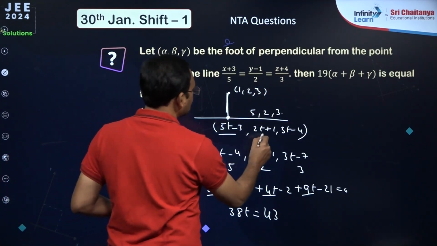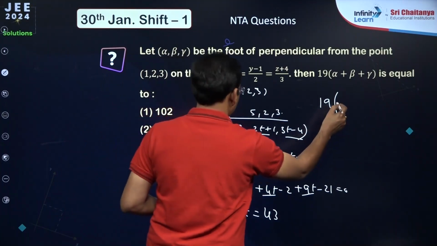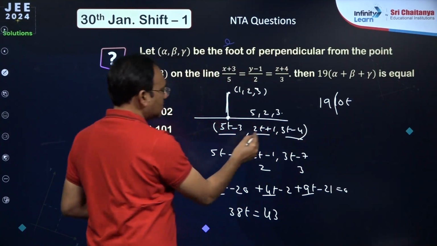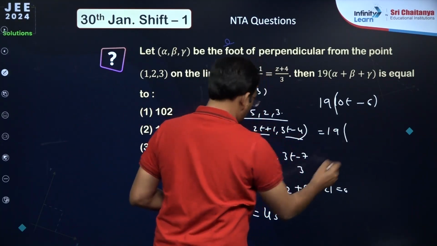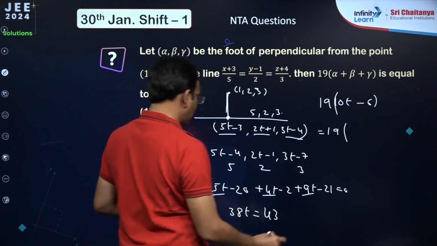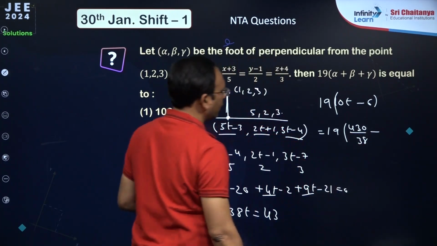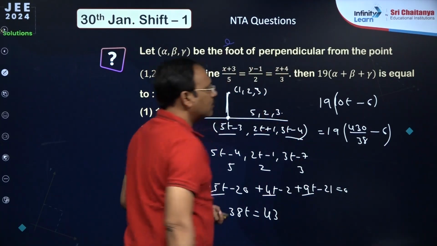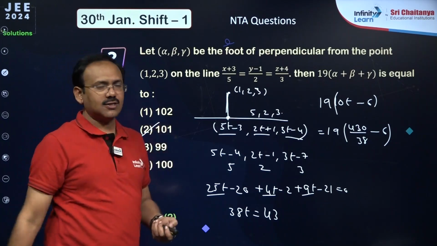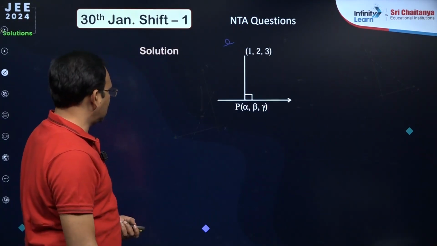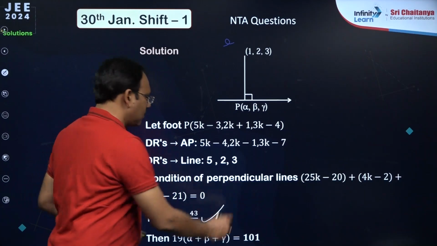So this is alpha, this is beta, this is gamma. You need to find 19. This is 70 plus 3t. This is 10t. This is minus 7 plus 1 is minus 6. So 19 into 10t, that is 430 by 38 minus going to be 6, my dear friends. You just simplify this, you are going to get the answer as 101. That's all. So the same standard procedure to find distance from a point to this. So he got the same answer, 43 by 38, k value is substituted.